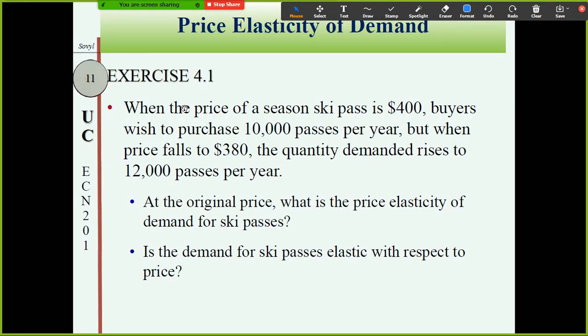This is another example from an exercise in the textbook. When the price of a season ski pass is $400, the buyers wish to buy 10,000 passes per year. But when the price falls to $380, the quantity demanded rises to 12,000 passes per year. At the original price, what is the price elasticity of demand for ski passes? Is the demand for ski passes elastic with respect to the price? You need to find epsilon, and in this case you need to answer yes. Why is it yes? And if you answer no, why is it no?